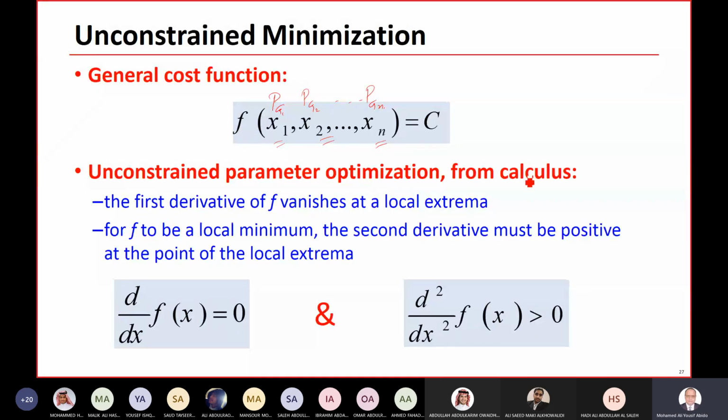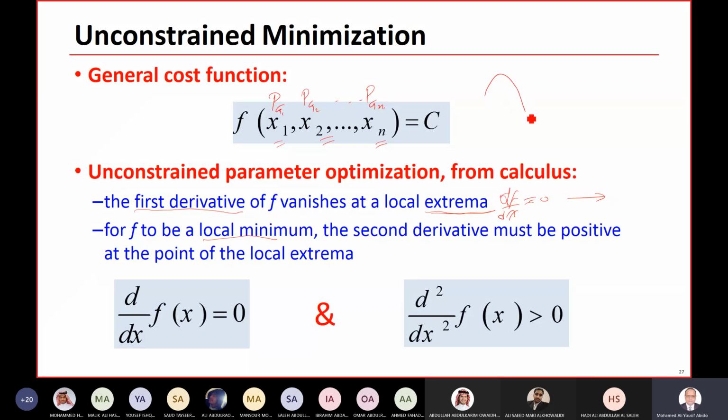Unconstrained parameter optimization from calculus: the first derivative equals 0, and it is a local minima when the second derivative is positive at the point of the local extrema. So you solve this df by dx equal to 0. This is called extrema. It could be a local minima or a local maxima. So we call it in general extrema. It could be minimum, it could be maximum.